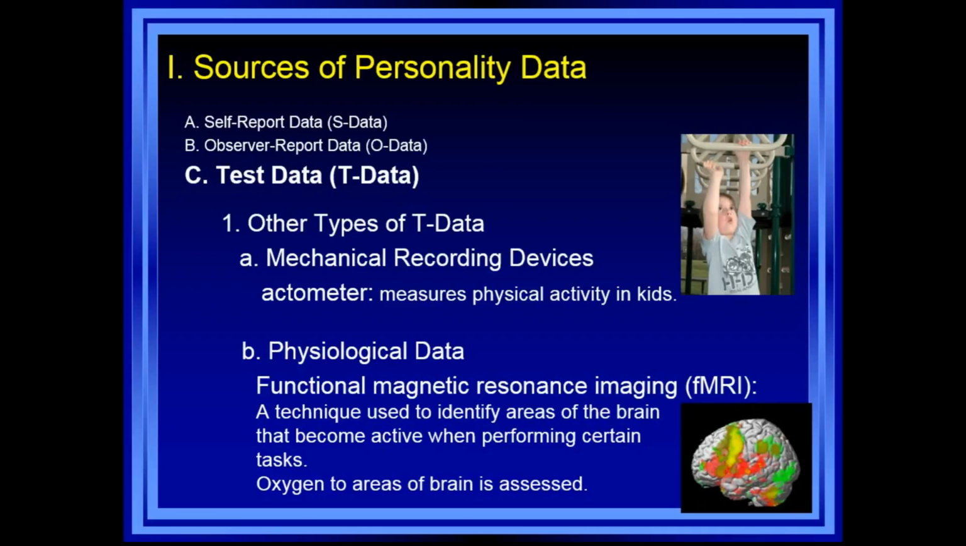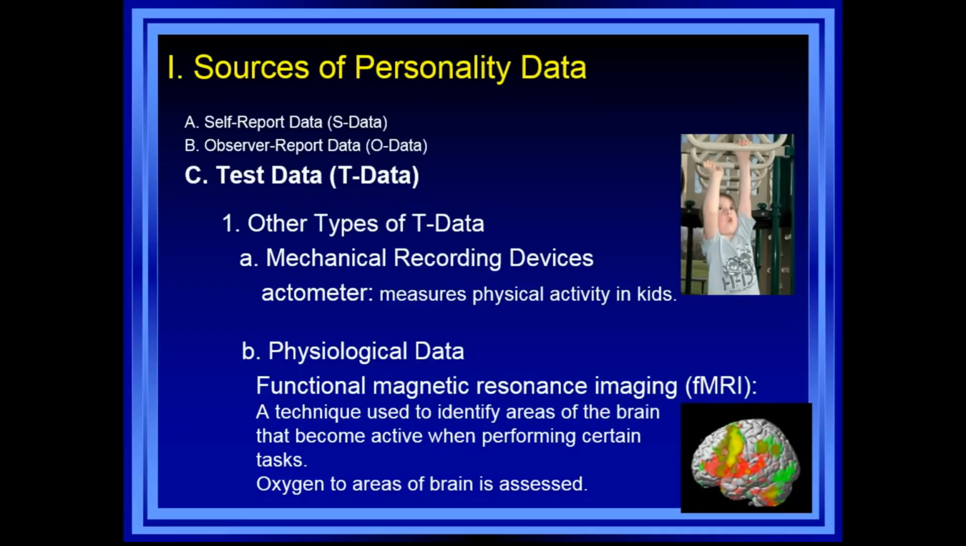To be quite honest, there's not a lot of personality dispositions that lend themselves to being studied by mechanical recording devices, but for the ones that do, these are a great source of test data. So that's why they're here, because when you can use them, mechanical recording devices are a good source of test data. The second, little b on your outline, physiological data, biological, physical functioning of the body. That's what we're talking about here. This again is an example of test data. So know that these are examples of test data, by the way.